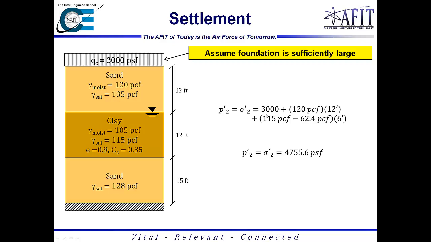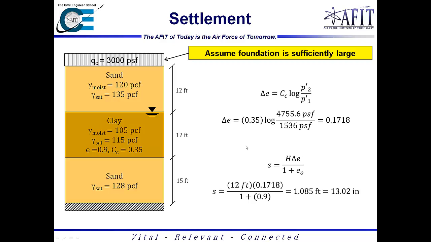And so what I'm doing here is I'm adding the 3,000 psf directly in. And so I'll have 120 pounds per cubic foot times 12 feet, because this is above the water table. So I can just take 120, multiply it directly by 12. And then I'm going to have 115 minus 62.4 times 6 feet, which gets me at the middle. And so that'll equal 4,756 pounds per square foot.